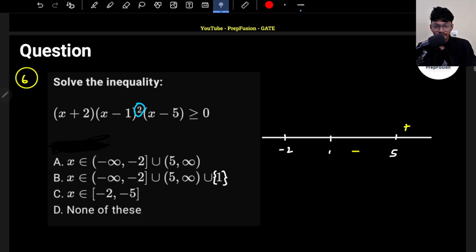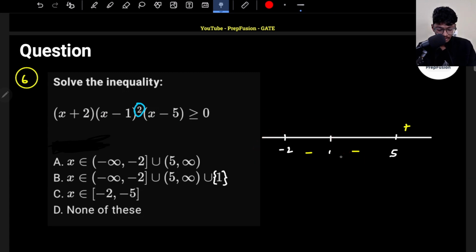Now let me choose a value between minus 2 and 1. Yes, everything is recording. So if I choose a value between minus 2 and 1, what will happen? Let's take the value 0. If I choose 0, this will be positive, this will be positive always, this will be negative. So again here I'm getting a negative value. The sign is not changing here, the sign is the same.